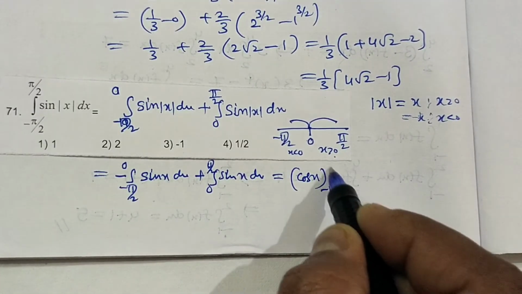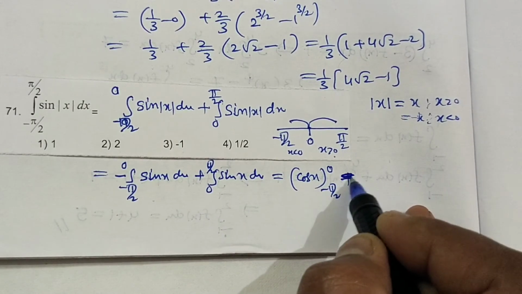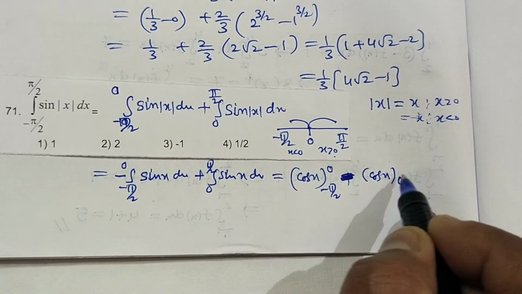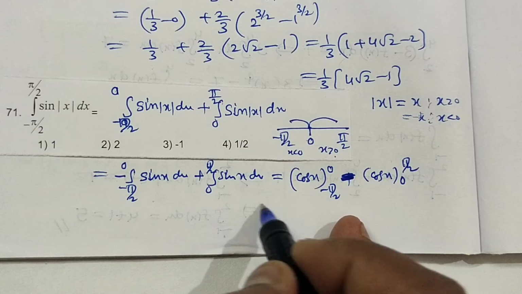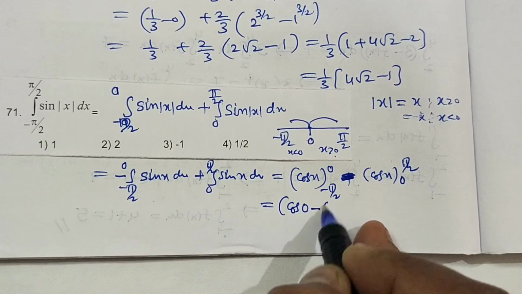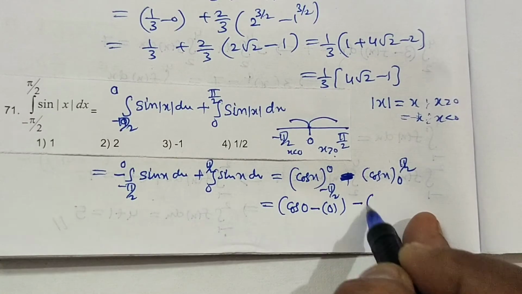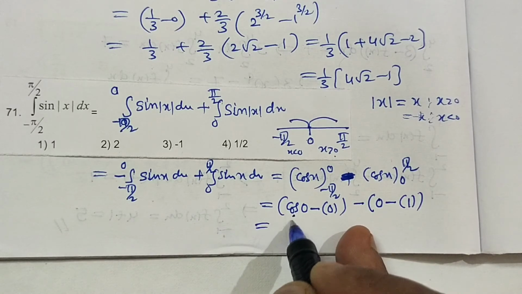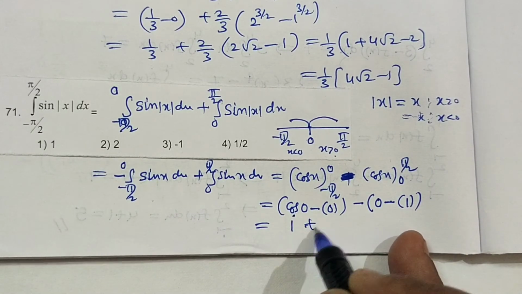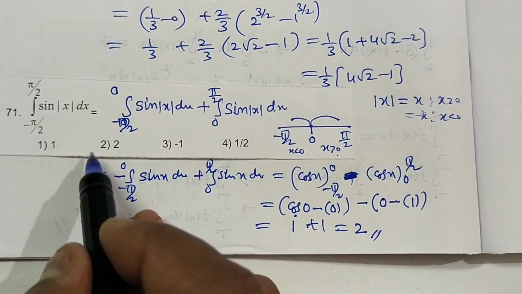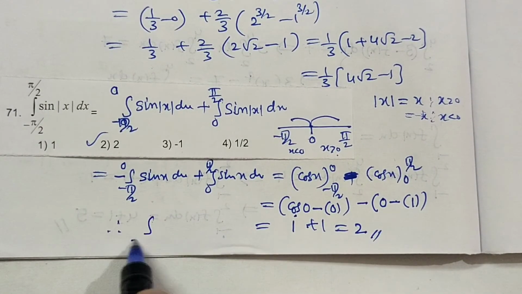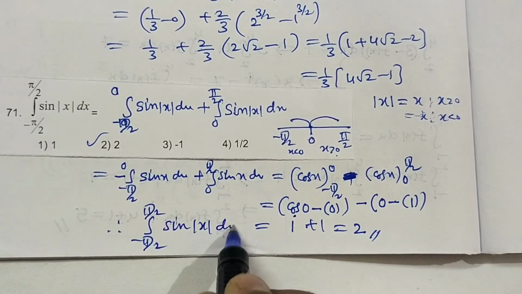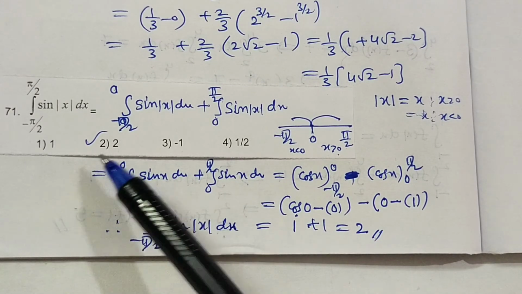Applying the limits, minus, pi by 2 to 0, plus. Before that, the minus you can keep. Why? Because integral of sin x is minus cos x, applying the limit 0 to pi by 2, which is equal to cos 0 minus cos pi by 2, which is 0. Cos 0 value is 1, so 1 minus of minus 1 plus 1, 1 plus 1, which is equal to 2. So integral minus pi by 2 to pi by 2 sin mod x dx is equal to 2, which is there in the second option.